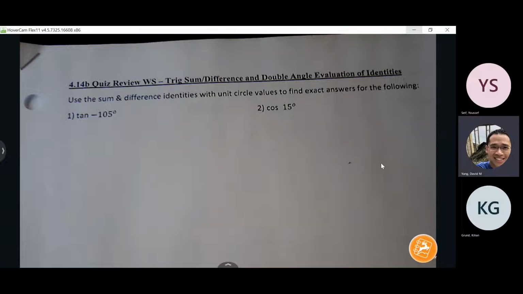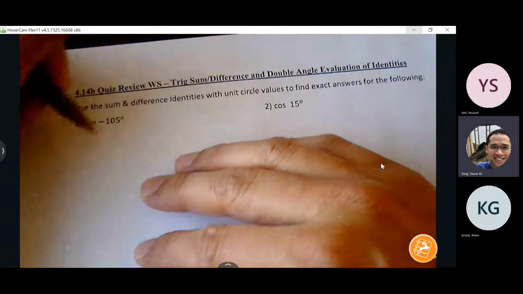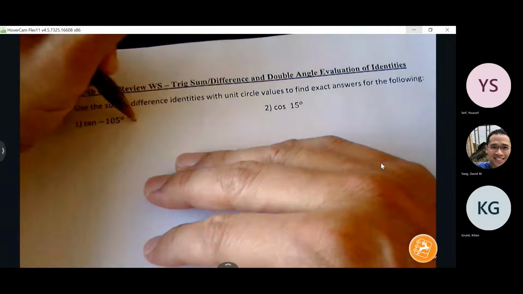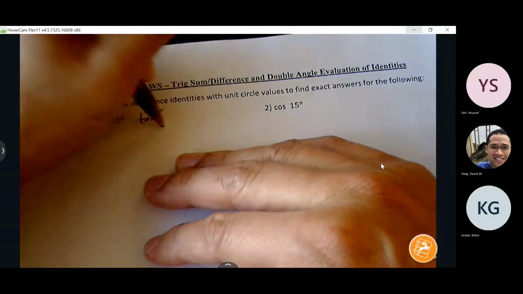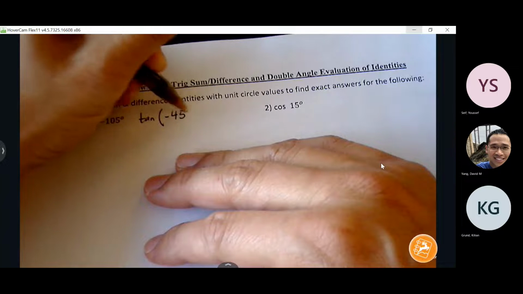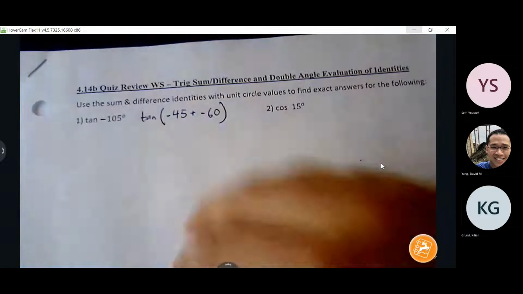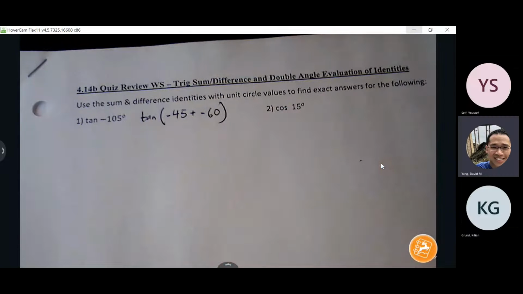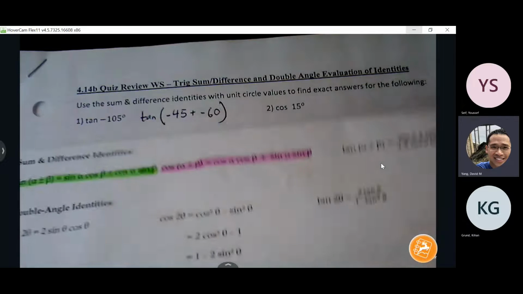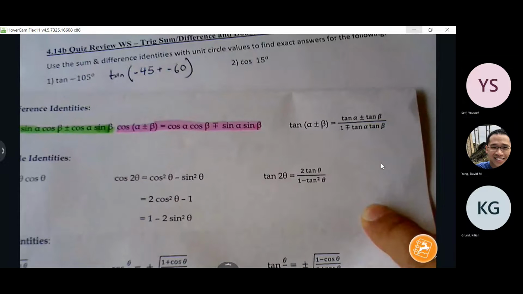Okay, so tangent of negative 105, thinking of two numbers here, negative 45 and negative 60, that could work. We'll treat now negative 45 as A and B as negative 60.